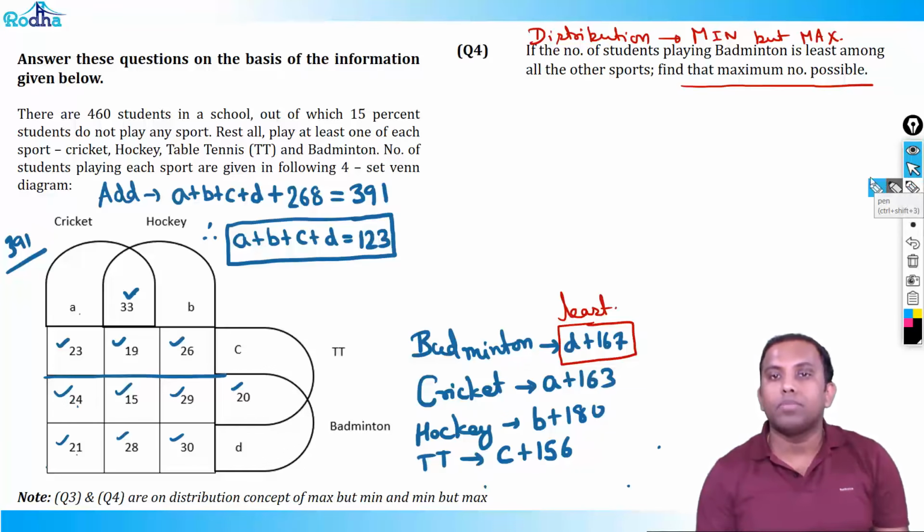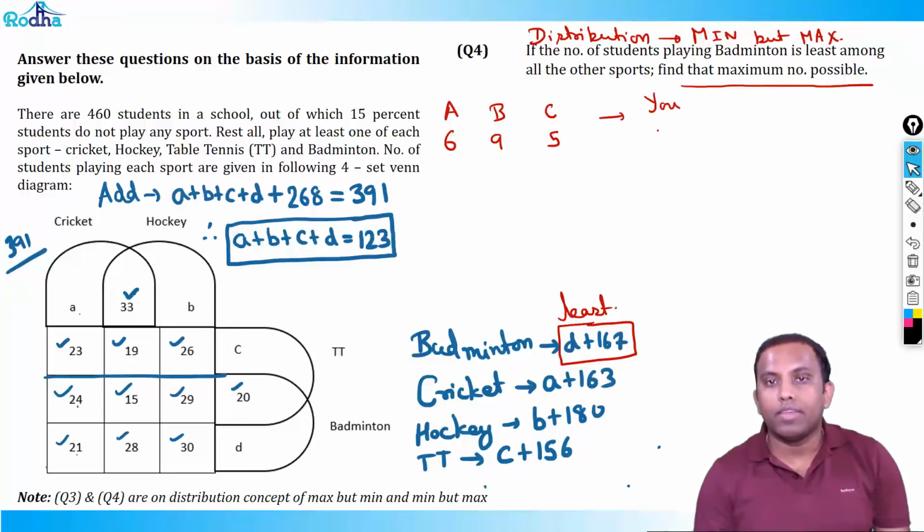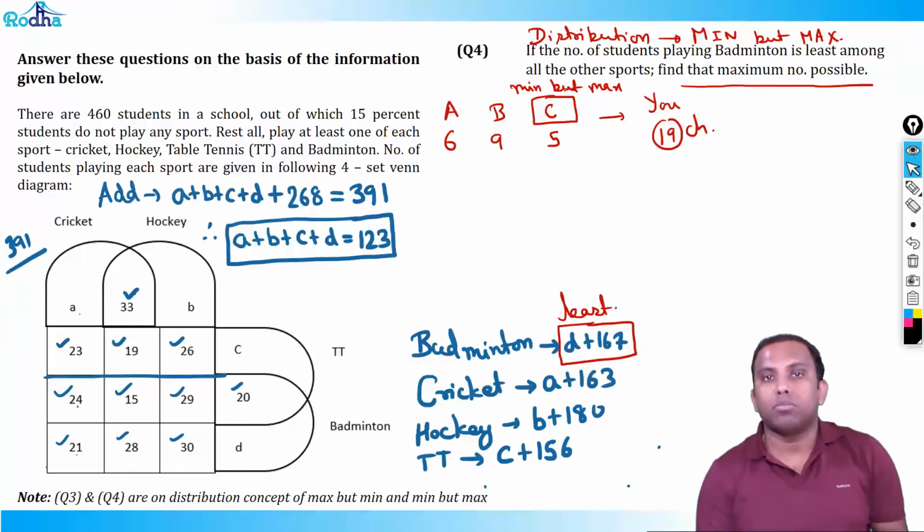See here, you can see it by chocolate concept. Suppose A is having 6 chocolates, B is having 9 chocolates, and C is having 5 chocolates. Let's say you have 19 chocolates with you. You want to distribute these 19 chocolates among A, B, and C such that C gets the minimum number. That number should be as maximum as possible, right?